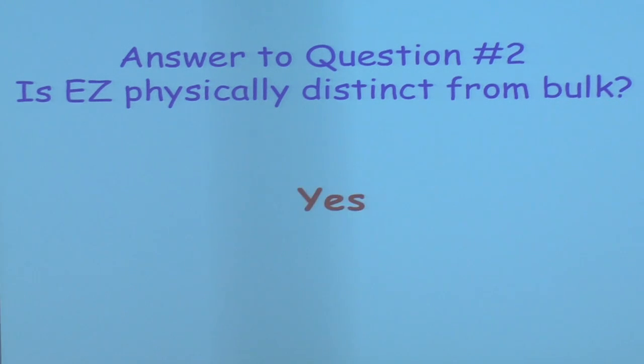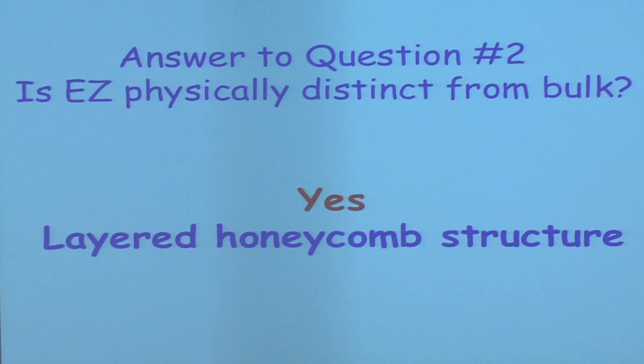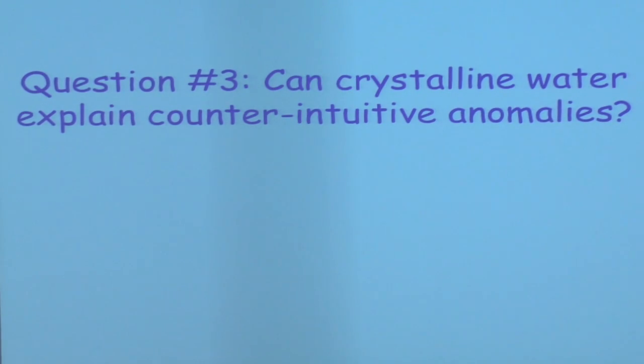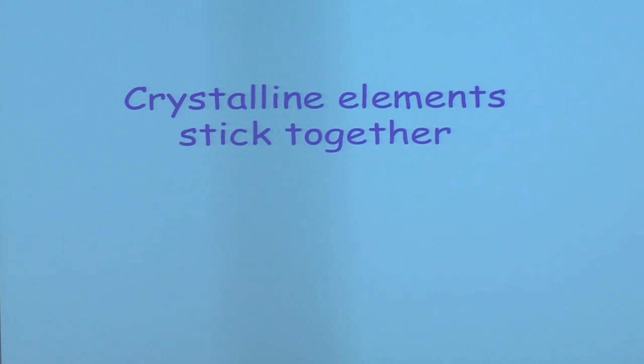So yes, there's some evidence. We'd like to look for more evidence, but it appears the answer to question 2, is it really physically distinct from the bulk? Yes, it's distinct, and it looks like a layered honeycomb structure. Okay, so we have a kind of liquid crystalline water that has this honeycomb feature. Can crystalline water explain those counterintuitive anomalies? What do we expect from a crystal? Well, the first is that any of you who have played with crystals, like salt crystal, sugar crystal, know they stick together. It doesn't come apart.